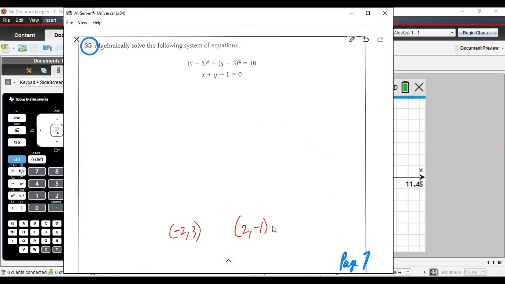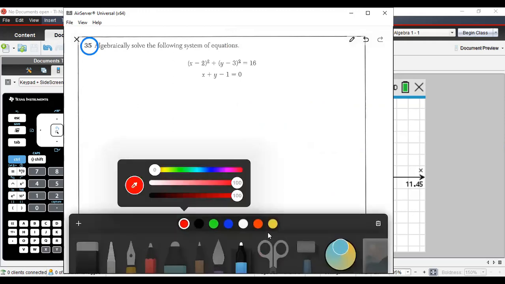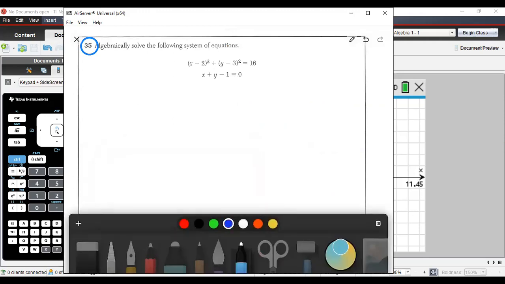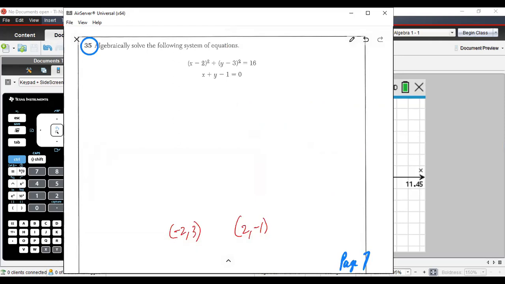Now, if you just write the answers and no work, that'll be 1 point. This is a 4-point question, so you get 1/4 of the points. Now, I'm going to do this algebraically, and then we should get these answers here. All right, so let me change the color to blue. First thing I'm going to do is get Y by itself. So I'm going to subtract X from both sides and add 1 to both sides. So this will be Y equals negative X plus 1.